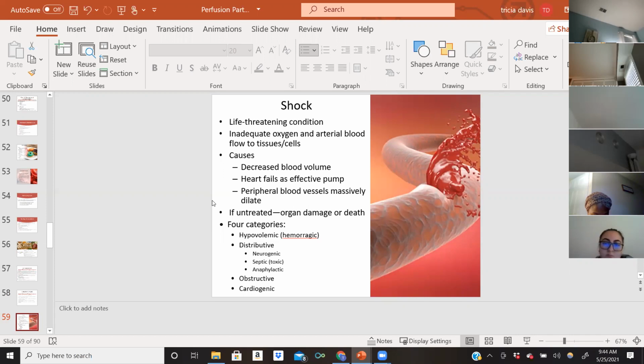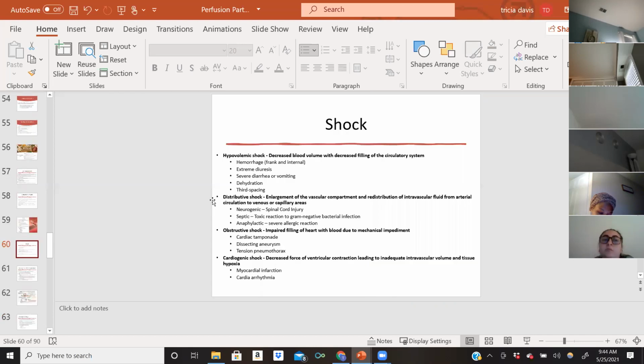We have 4 categories of shock. So we have hypovolemic shock, which is hemorrhagic. We have distributive shock, obstructive shock, and cardiogenic shock. So those are the 4 categories. Distributive shock has another set of subcategories. Under distributive shock, we can also have neurogenic shock, septic shock, and anaphylactic shock. And we're going to talk about all these in detail.